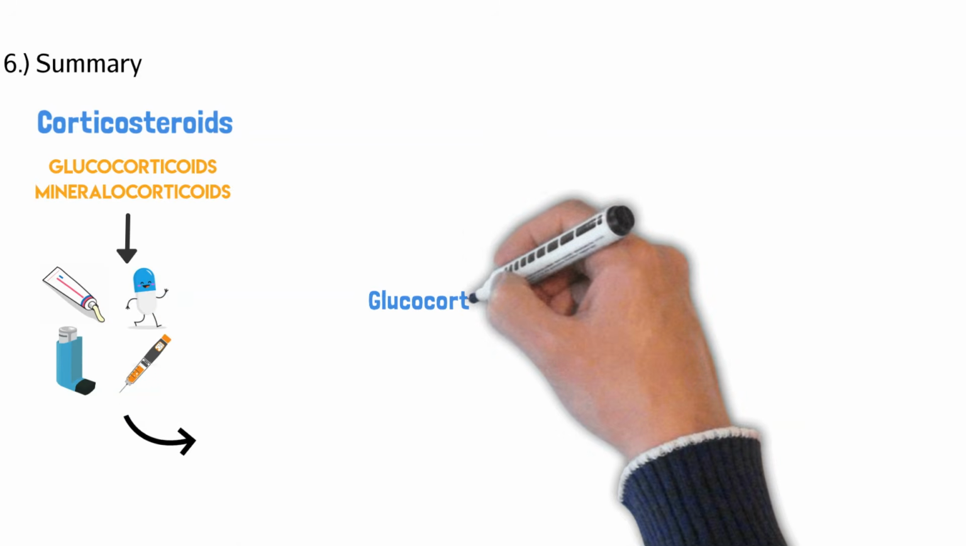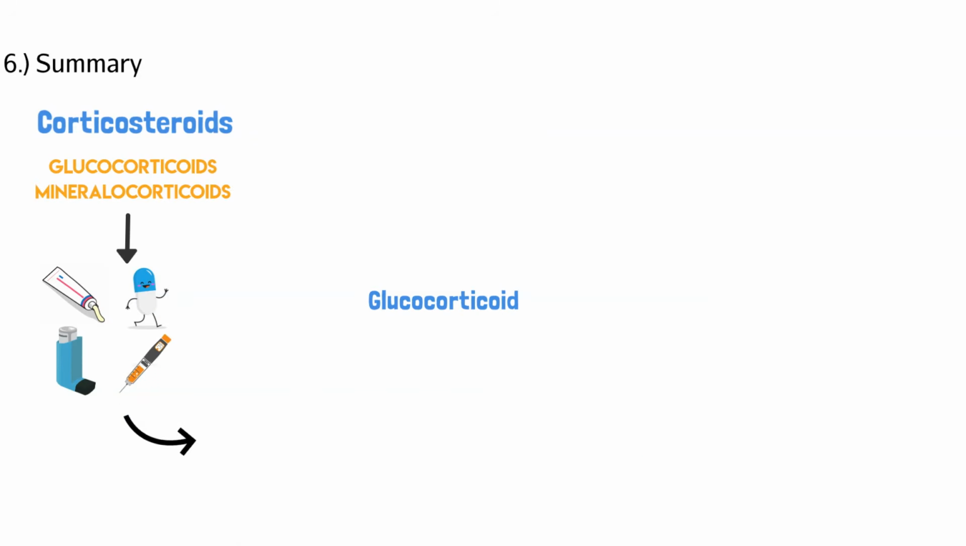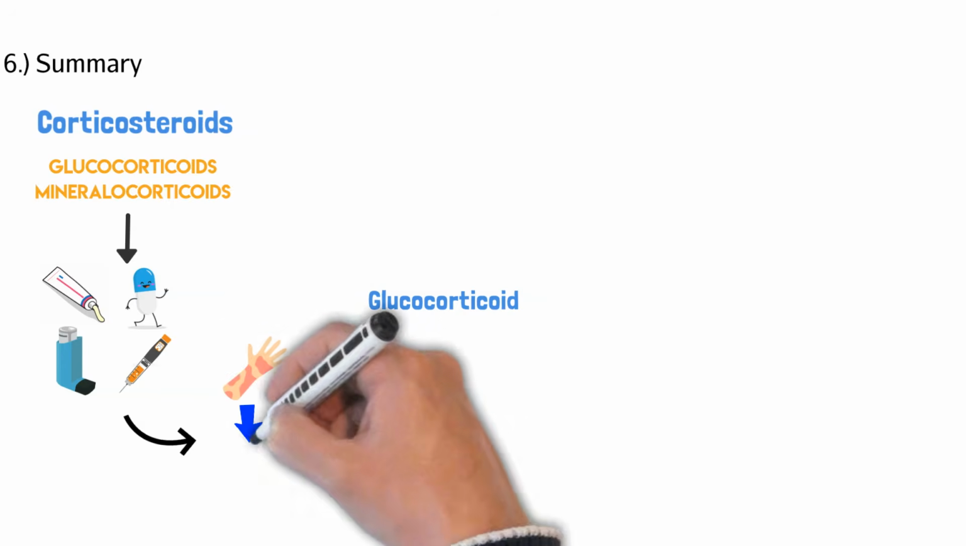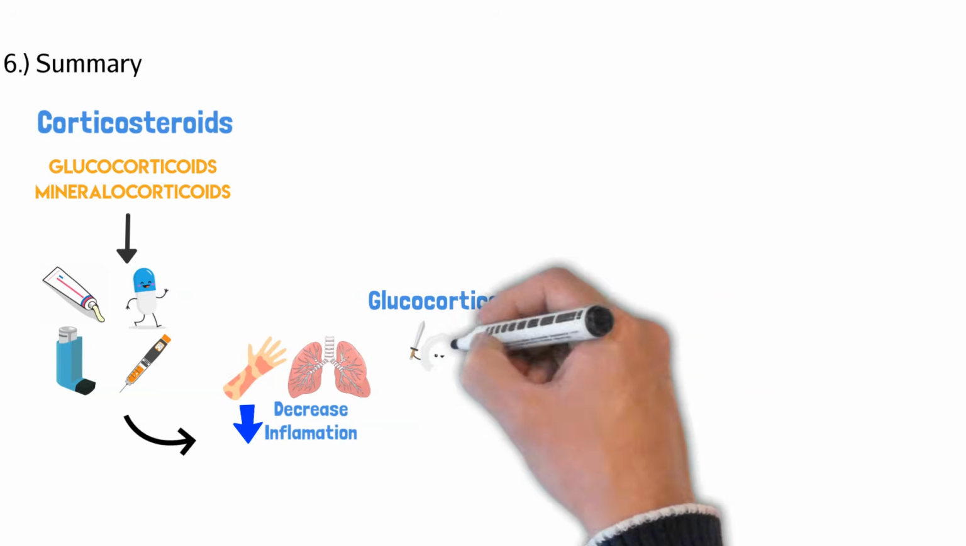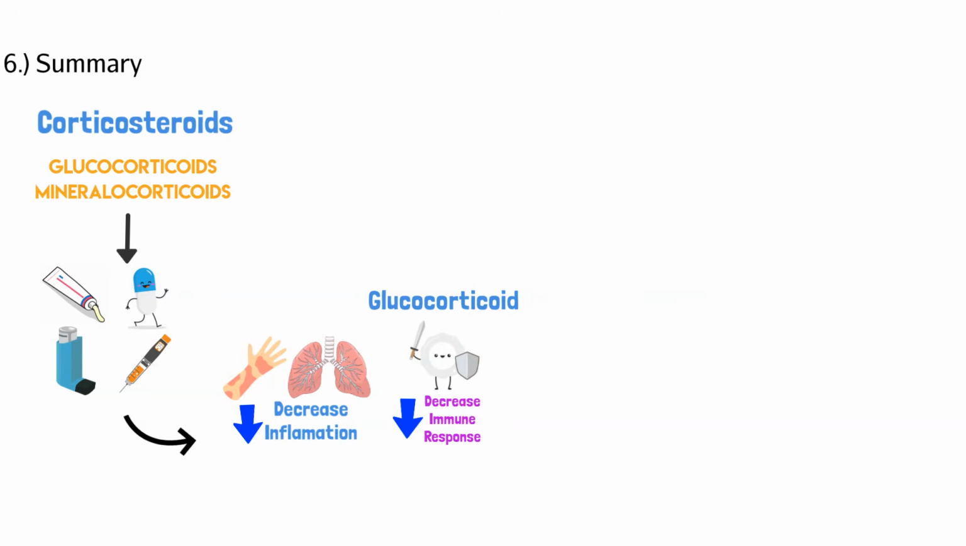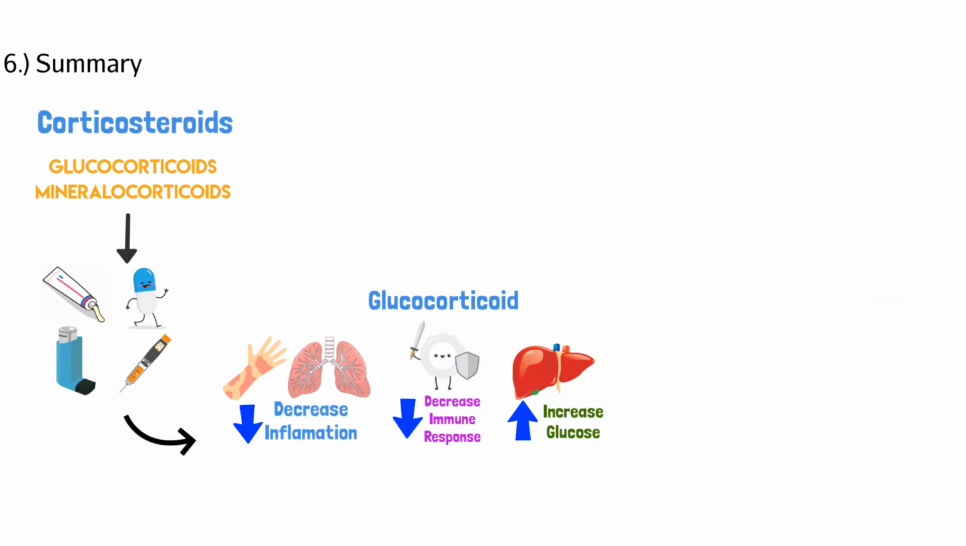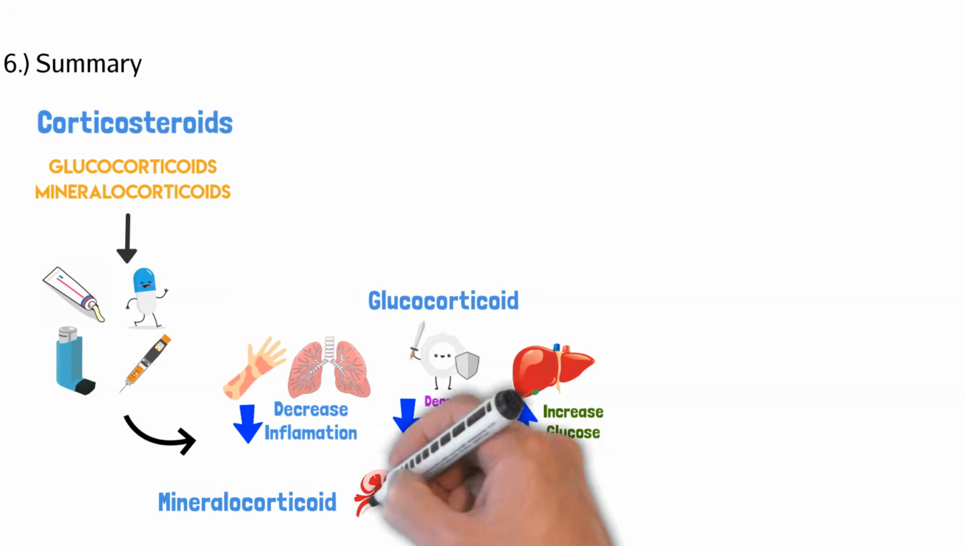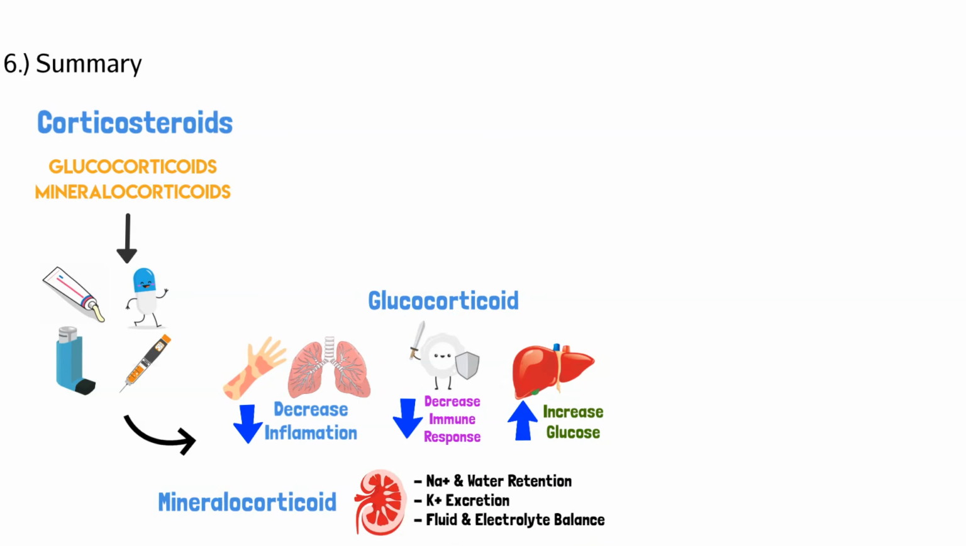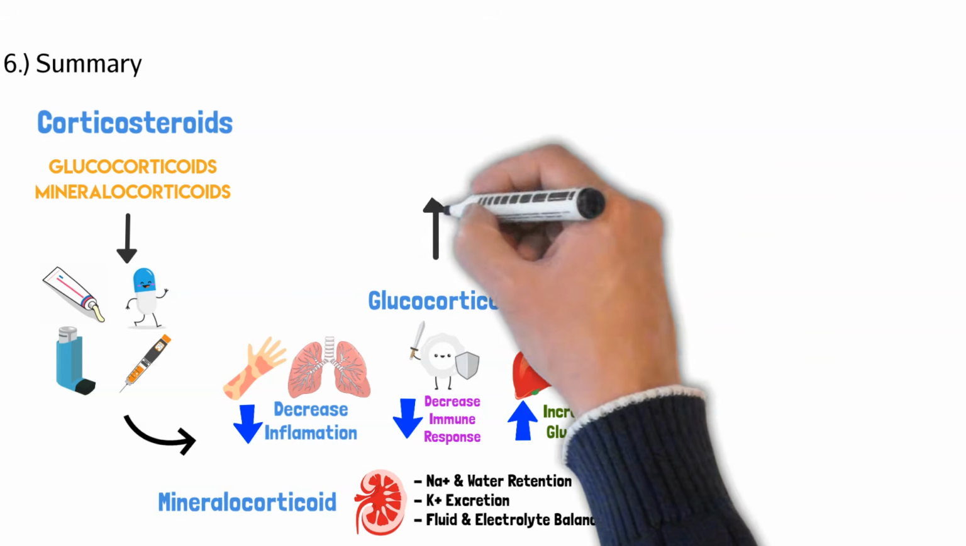Then we went into specifics. We talked about what the glucocorticoid receptor does, and we said it decreases inflammation, it decreases the immune response, and it can increase your blood glucose levels. We also slowly talked about the mineralocorticoid and how it has sodium and water retention and potassium excretion, basically that fluid and electrolyte balance, specifically used for Addison's disease.